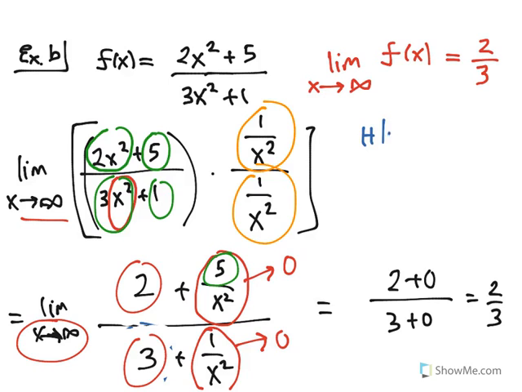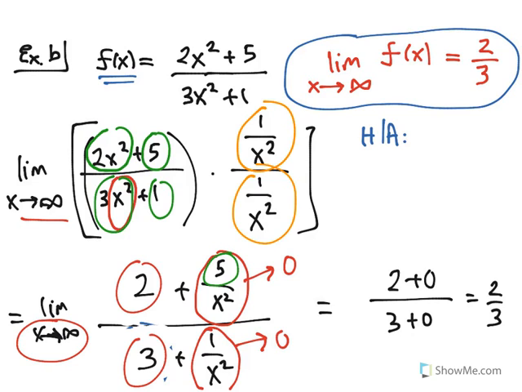So before we go on to our next example, if you were to graph the function f of x, because of this limit at infinity, you will see that the graph has a horizontal asymptote, and the horizontal asymptote would be the line y is equal to 2/3.